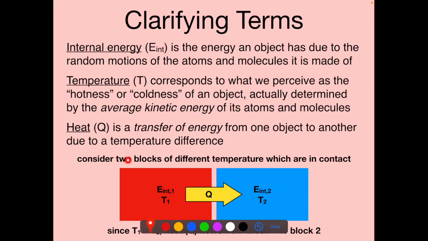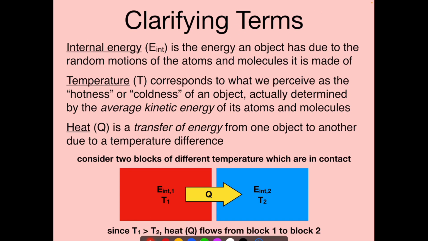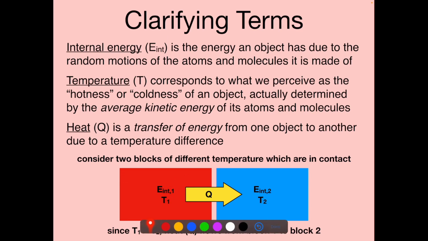So if we take this block as an example, if the block is moving around and I can see that the block as a whole is moving around the page, I would say that it has kinetic energy. If I were to take the block and raise it to a greater height, then I would say it's gained some potential energy. Internal energy is independent of all that.